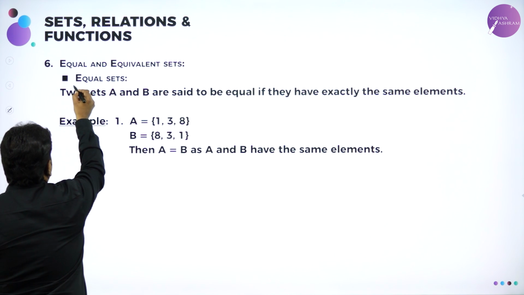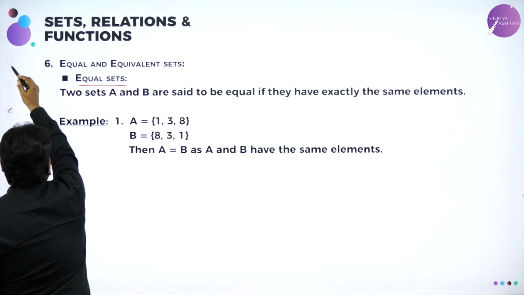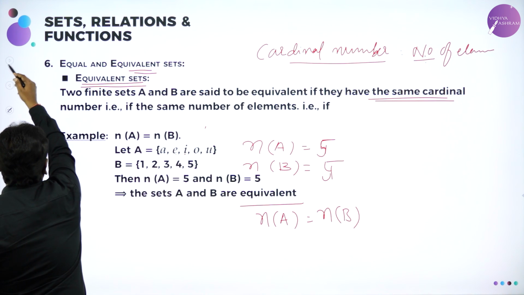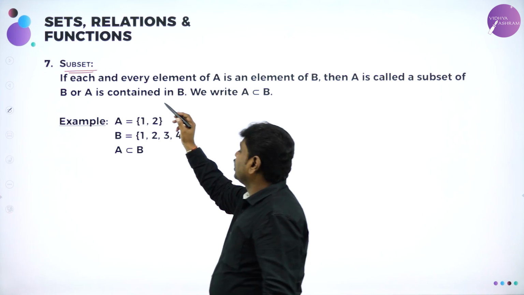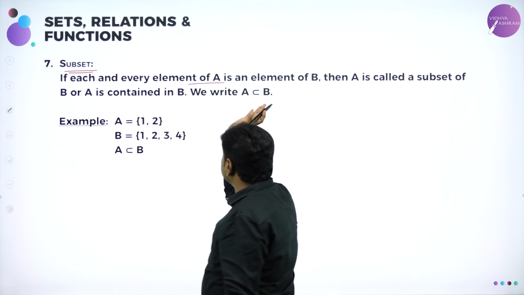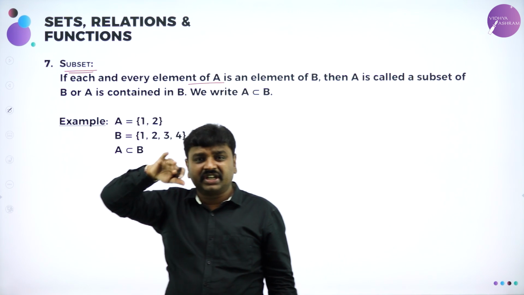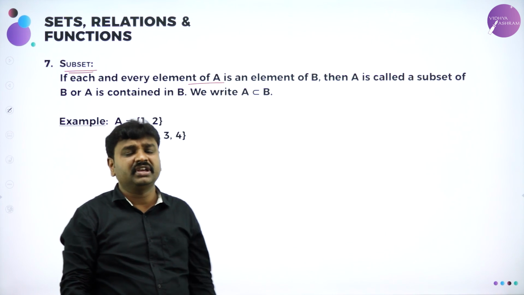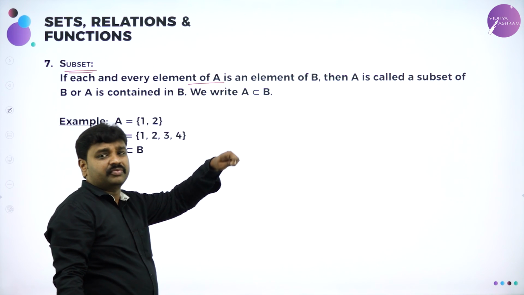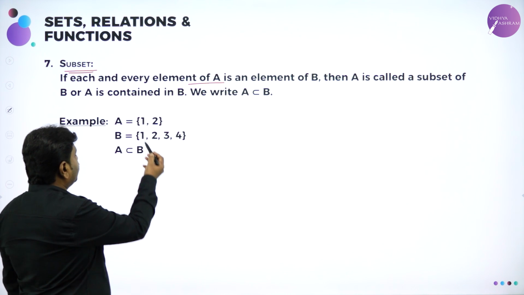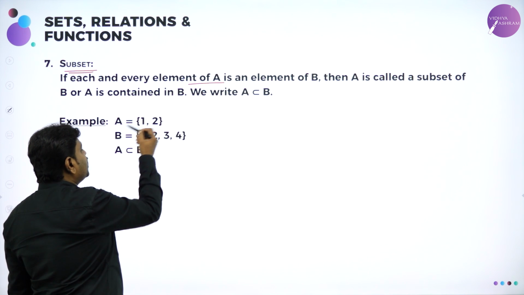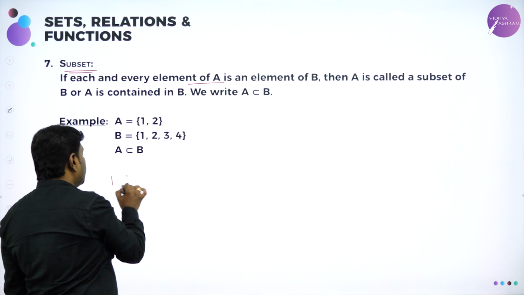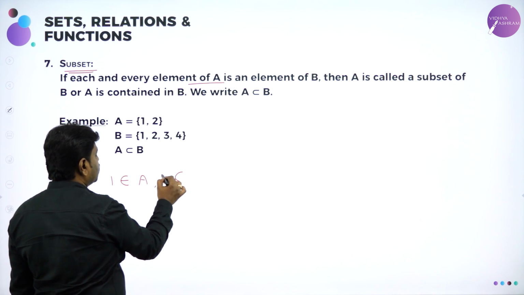Now, equal sets you know, and equivalent sets you know. Now we'll go ahead with subset. What is a subset? If each and every element of A is an element of B, then we call A a subset of B. For example, I wrote A is equal to 1, 2, B is equal to 1, 2, 3, 4. Now each element of A, 1 belongs to A and the same 1 also belongs to what?